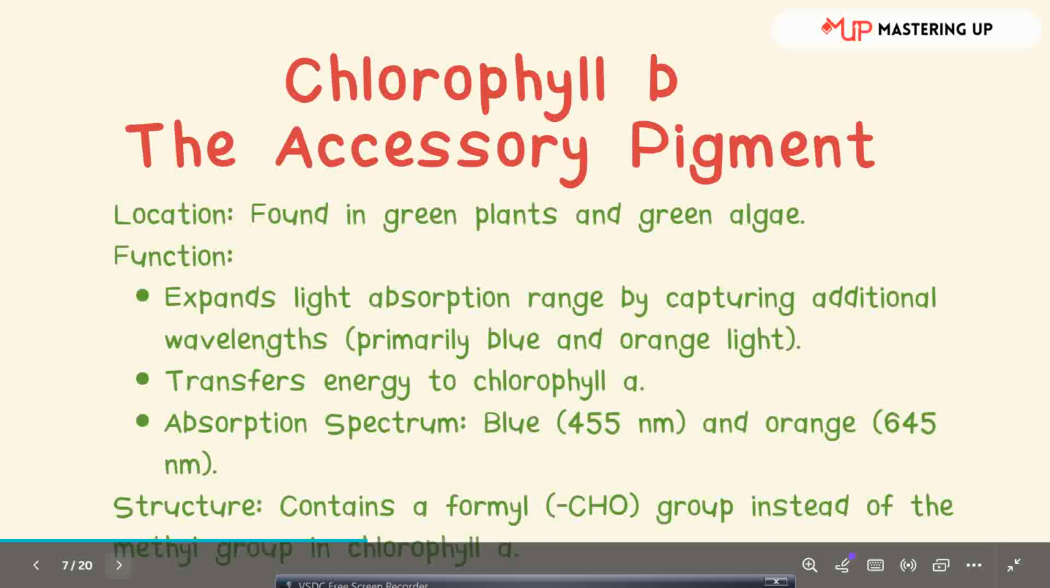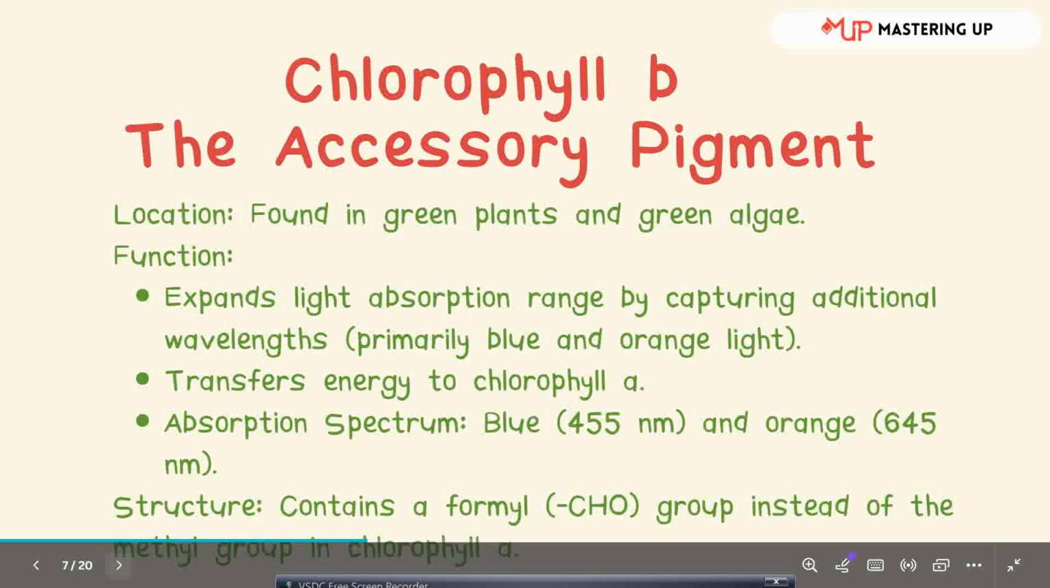Now chlorophyll B. Chlorophyll B is the accessory pigment. It is present along with chlorophyll A. This is an accessory pigment present in plants and algae. Its location: it is found in green plants and green algae, and its function is that it expands the light absorption by capturing additional wavelengths.